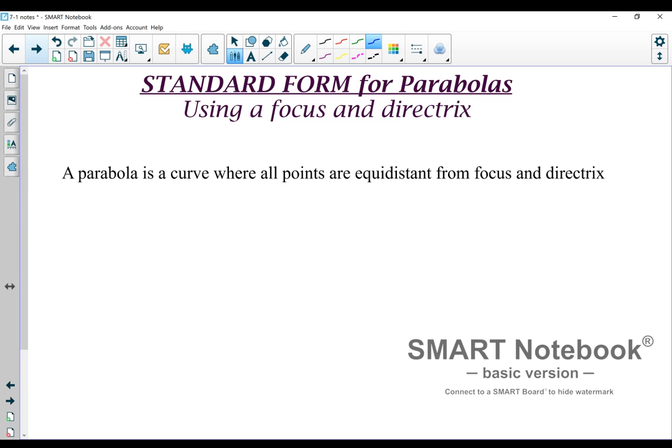By definition, a parabola is a curve where all points are equidistant from the focus and directrix. So if this is my parabola, then my focus is inside. It always is opening towards that focus, and the directrix would be over here. That means if I have a point on my parabola, it's going to be equidistant from the directrix and the focus. So that's what the definition of it is.